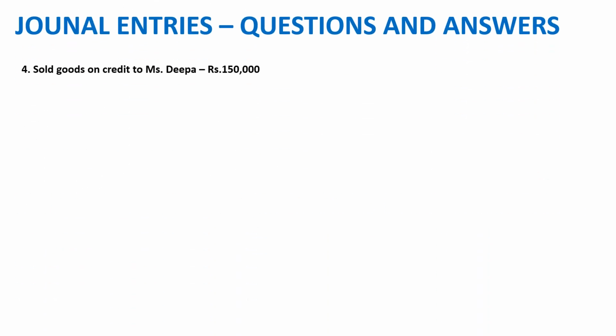Coming to the next transaction. Sold goods on credit to Deepa 1.5 lakhs. So Deepa is a customer here and the business has to receive money from Deepa. So it is an asset. And this asset is increasing by 1.5 lakh rupees because the business has sold goods to Deepa. And sales here is revenue or you can say income. So it is to be credited. So what is the entry now? Deepa account debited 1.5 lakhs to sales 1.5 lakhs.